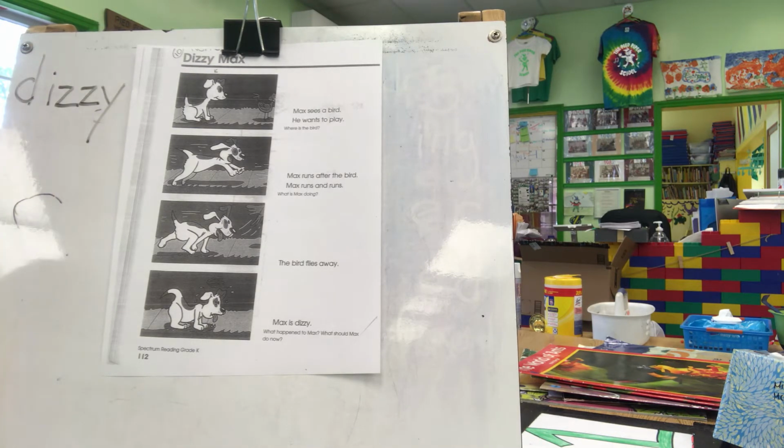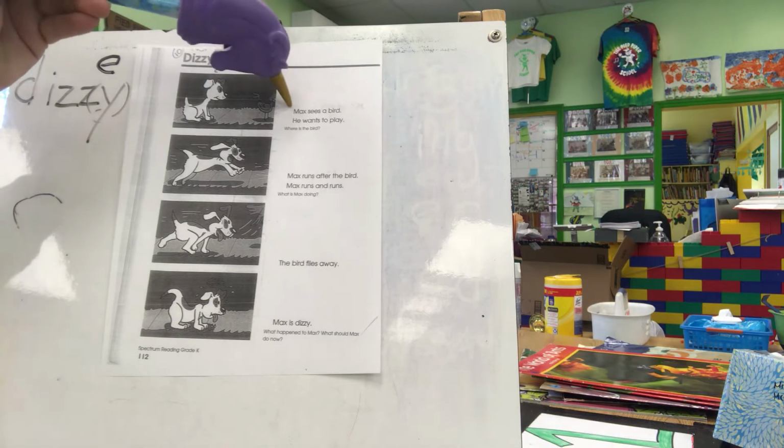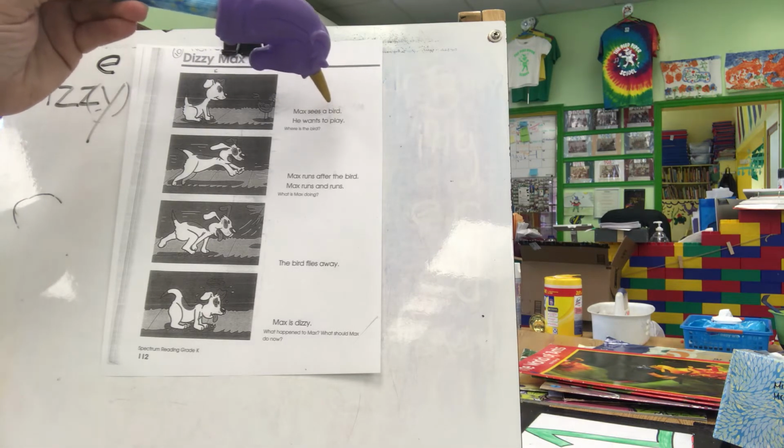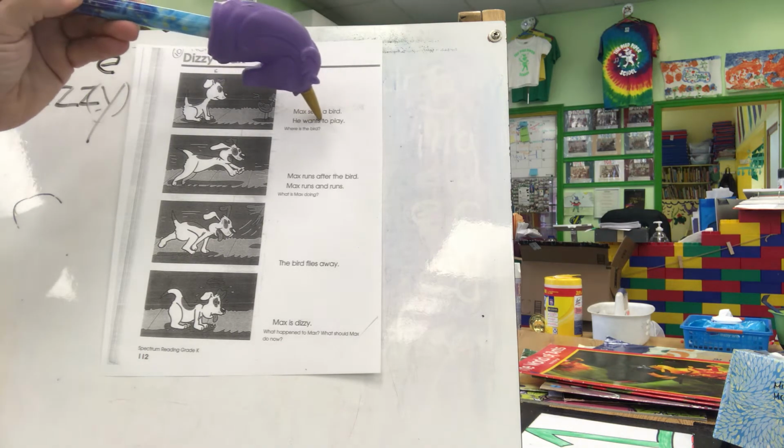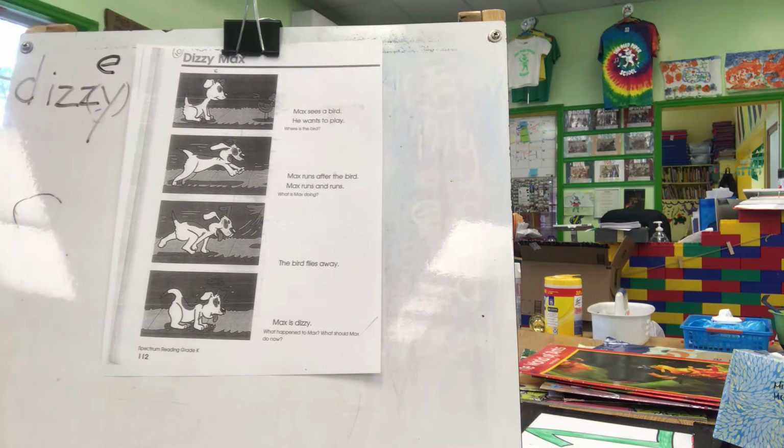D-I-Z-Z-Y. Well, we know that Y can act like something else, so let's sound it out. Dizzy. Oh, here the Y sounds like an E. That silly old Y sounds like an E for dizzy. Dizzy Max. Look at the picture. Max sees a bird. Well, that helps us out. He wants to play.